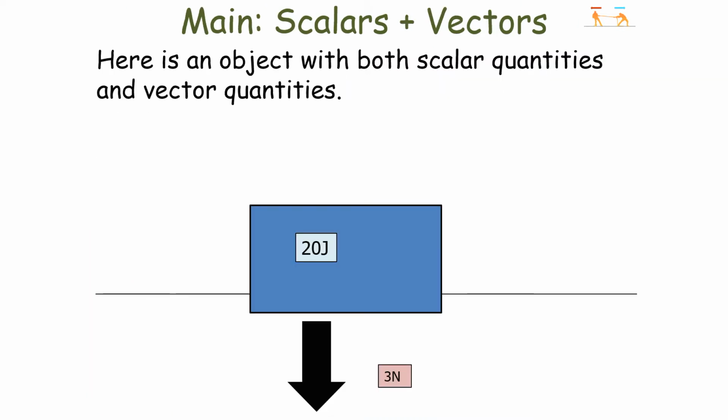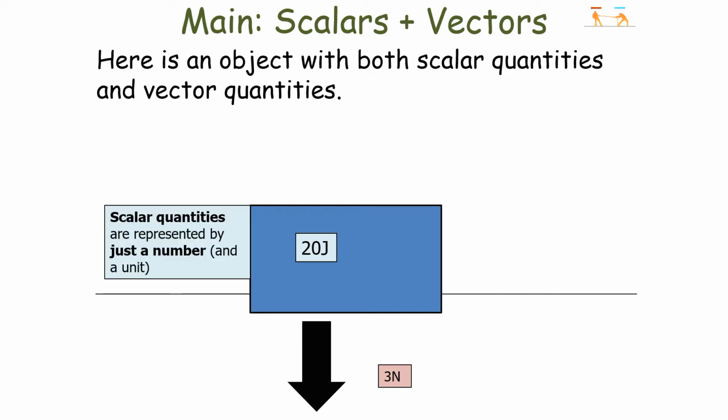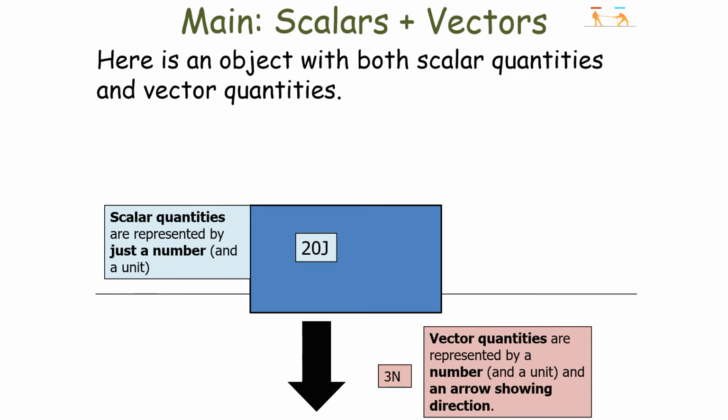Now here we can see an object with both scalar and vector quantities associated with it. Now scalar quantities are represented by just a number and a unit, whilst the vector quantities are represented by a number and a unit, but also an arrow showing their direction.